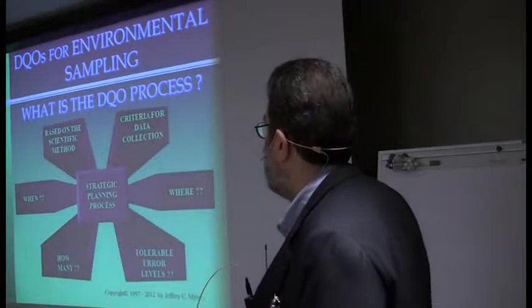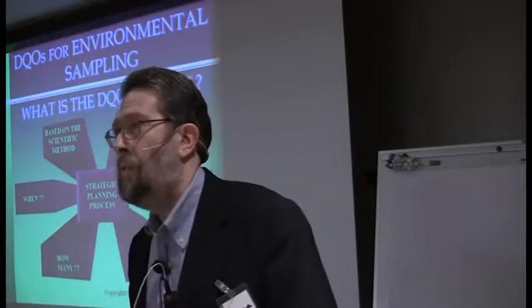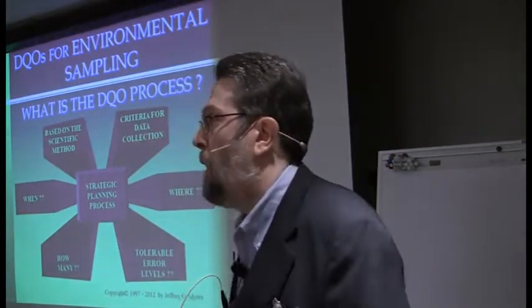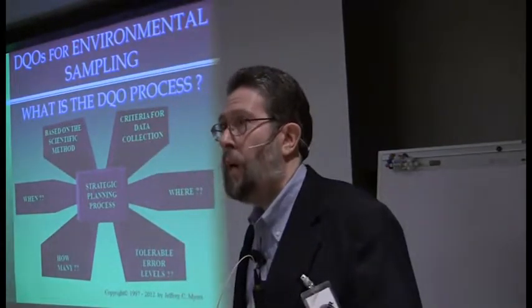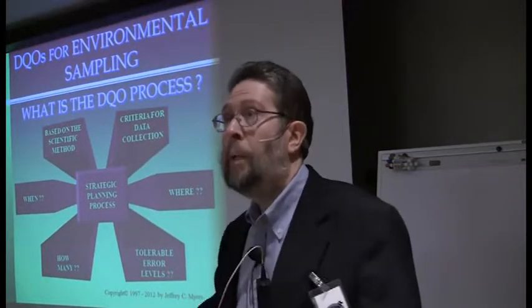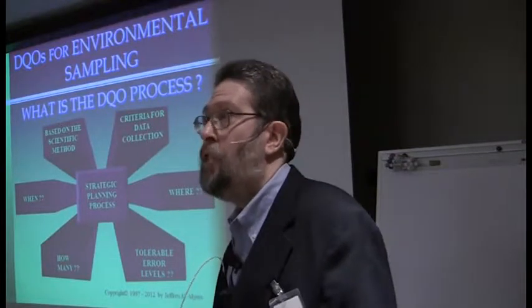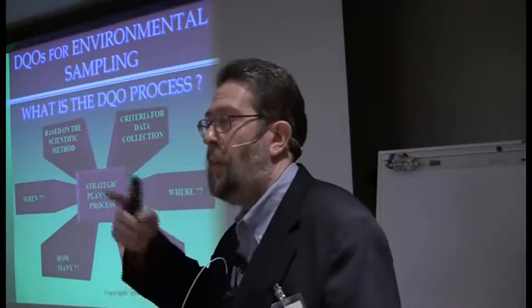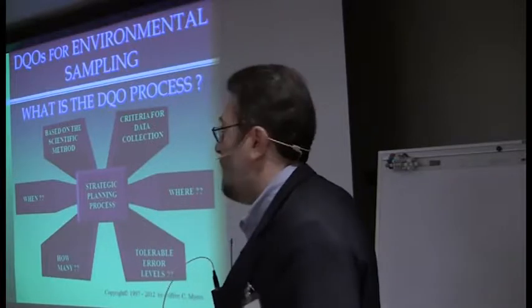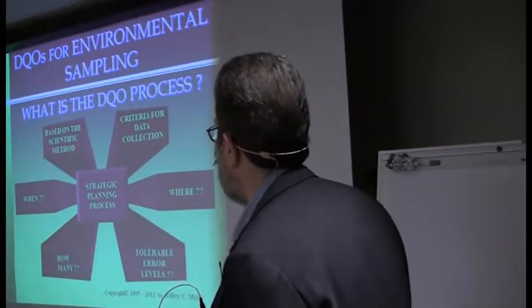And so DQOs are a very important part of the upfront planning process. EPA recommends a systematic planning process, and DQOs are part of that. It's plan in the planning process, do, and then check. Okay, sort of a circular cycle. And if you have to do it more than once, then so be it. Hopefully we don't.